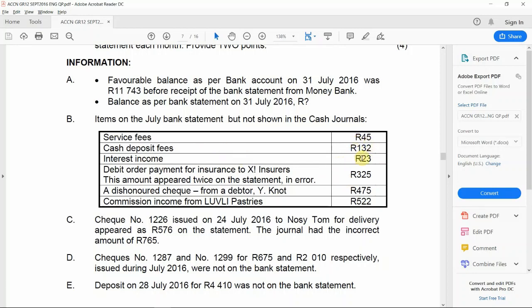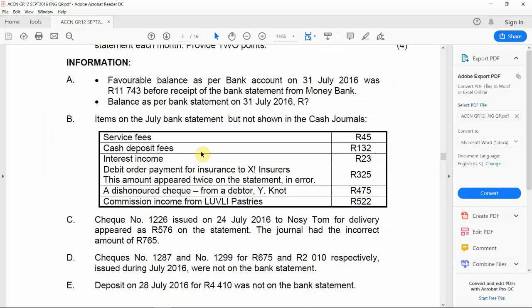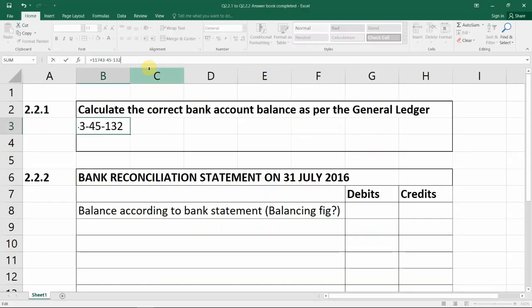Cash deposit fees, again, that's bank charges. We will have to record on our side. We will have to reduce our bank account as we are recording it now in the cash payments journal, and the amount is 132 Rand. Interest income. So we are now only aware of the income that is due to us. It will increase our bank balance as we record it in the CRJ. So we will have to add another 23 Rand.